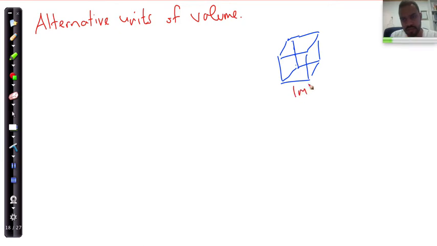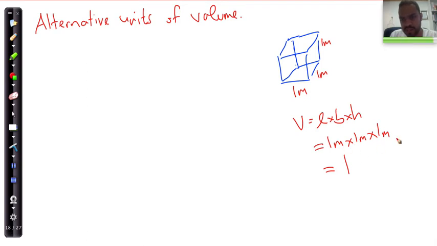1 meter and whose breadth is also 1 meter and whose height is also 1 meter. Then the volume, which is equal to length, and this is an important formula, multiplied by breadth multiplied by height, is equal to 1 meter multiplied by 1 meter multiplied by 1 meter. And that's going to give me 1 times 1 times 1 is 1, and meter times meter times meter is equal to meters cubed.